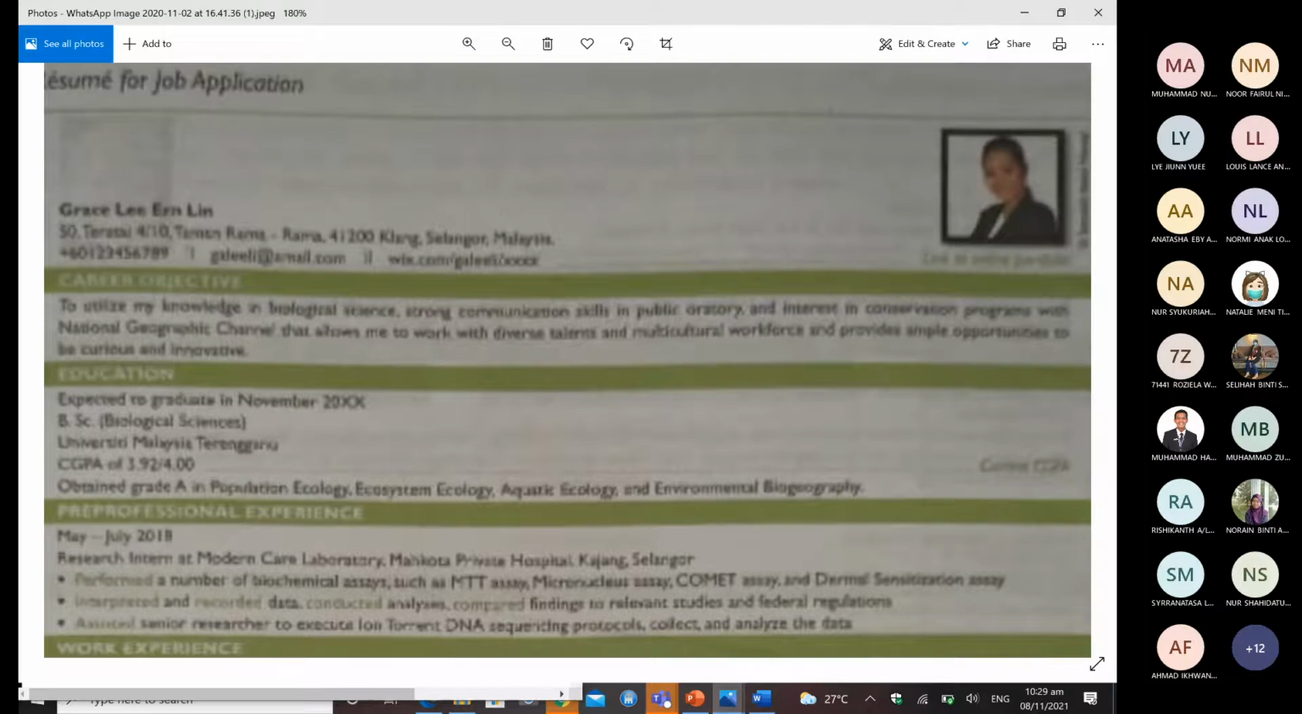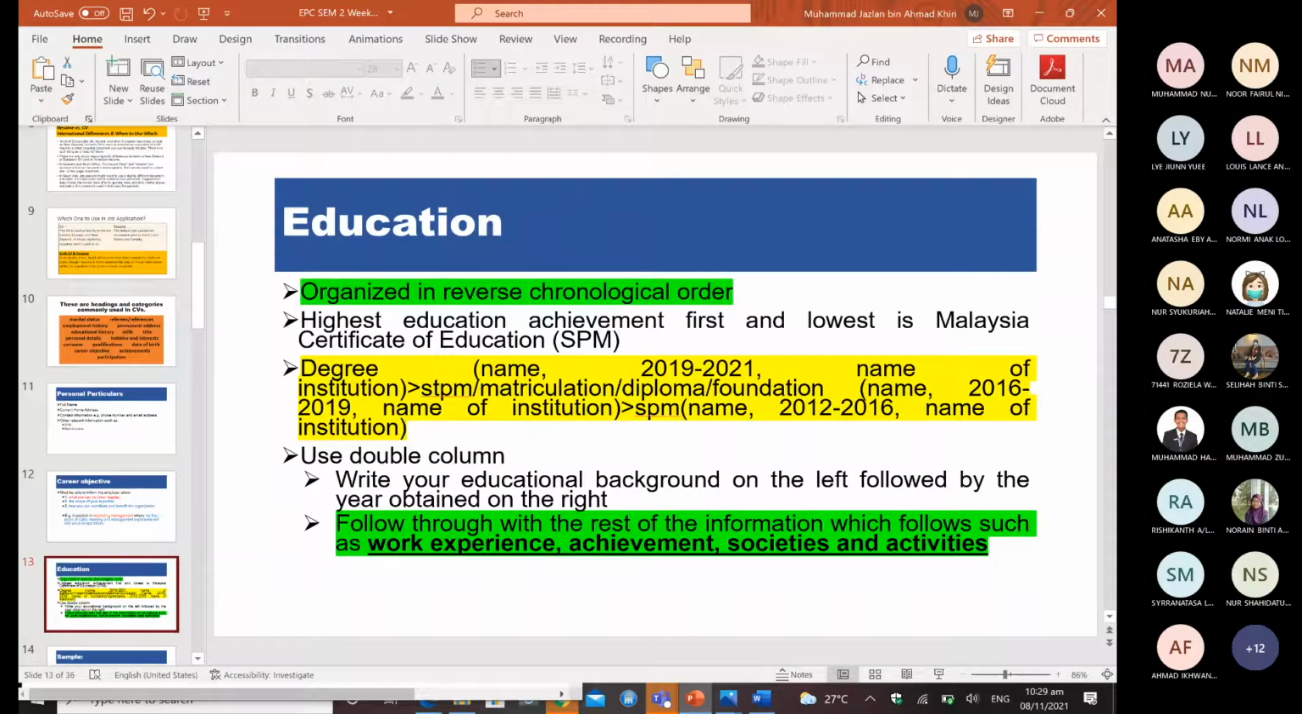After you have written the career objective, the next thing to include would be the education, ladies and gentlemen. When you include the education, it must be organized in a reverse chronological order, which means that, as you can see in the yellow colored text, the first thing you need to mention in your video CV or written CV is your degree first, and then you specify the name of your degree, like degree in arts management, and then you finish from 2019 until 2021.